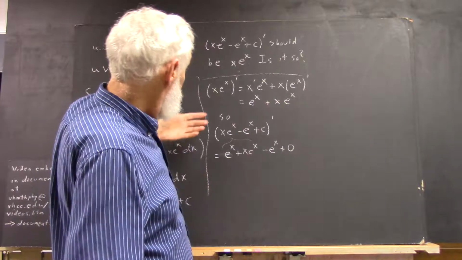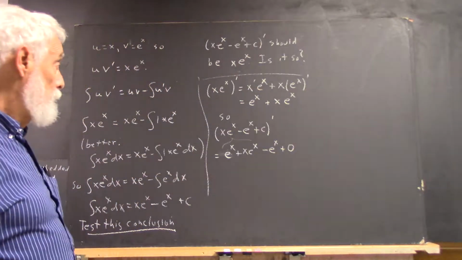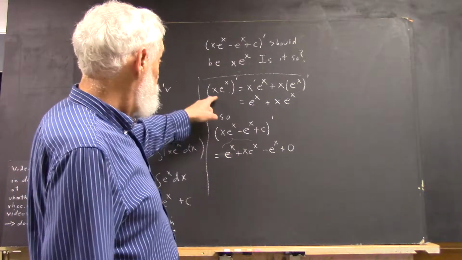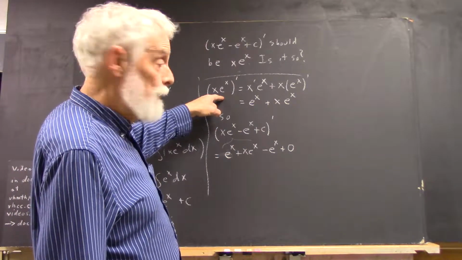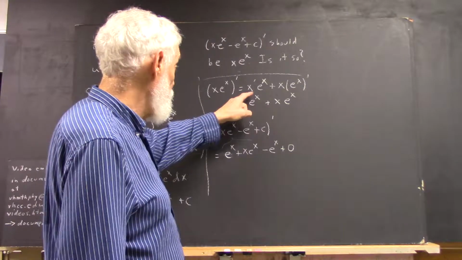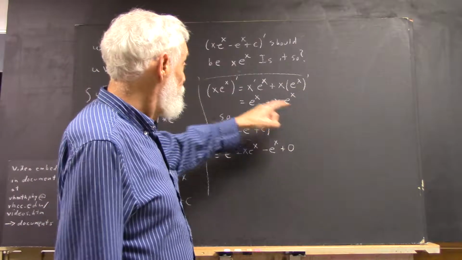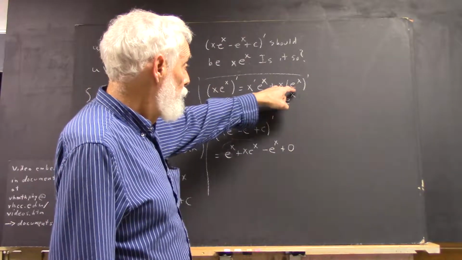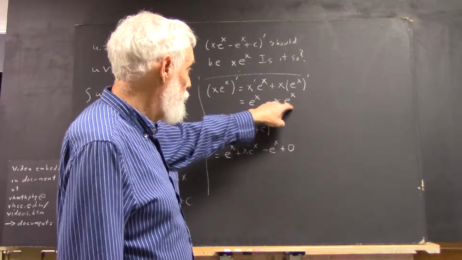Well, just to refresh, we might need a little refresher on the product rule. I'm not sure we've used it yet. But the derivative of x e^x is the derivative of x times e^x plus x times the derivative of e^x. Written here. The derivative of x is 1, so we just get an e^x from this term. The derivative of e^x is e^x, so we get x e^x from this term.